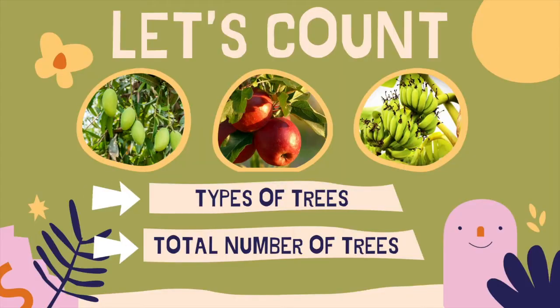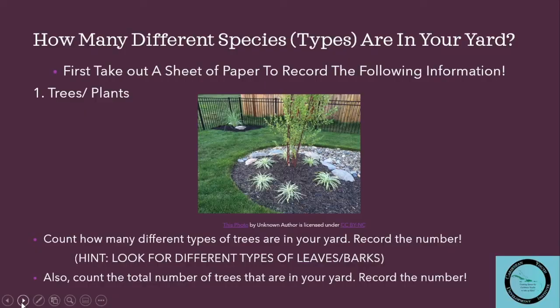First, we need to count how many different types of trees there are in your yard, and then we're going to record that number. And then we're going to count the total number of trees in your yard and record that number. A hint to tell the different types of trees is to look at the leaves and the bark of the tree. Remember, you're recording the different types of trees and the total number of trees.